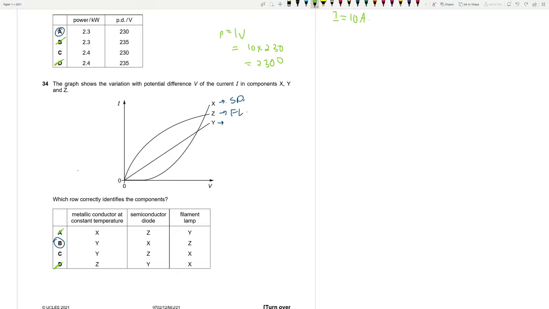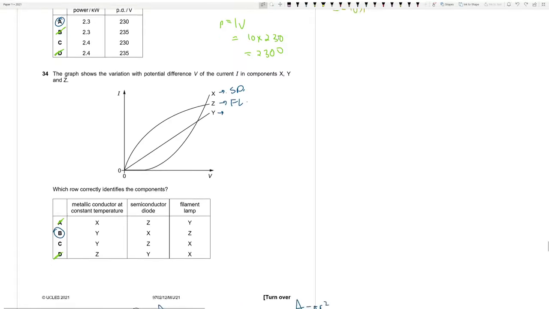Why is that? It does not increase exponentially, rather it becomes like a horizontal line. Why is that? Because as the filament lamp gets hotter, as voltage increases, it actually becomes harder for electrons to flow and resistance increases. Okay, really important. Resistance increases over time. So the answer is B.